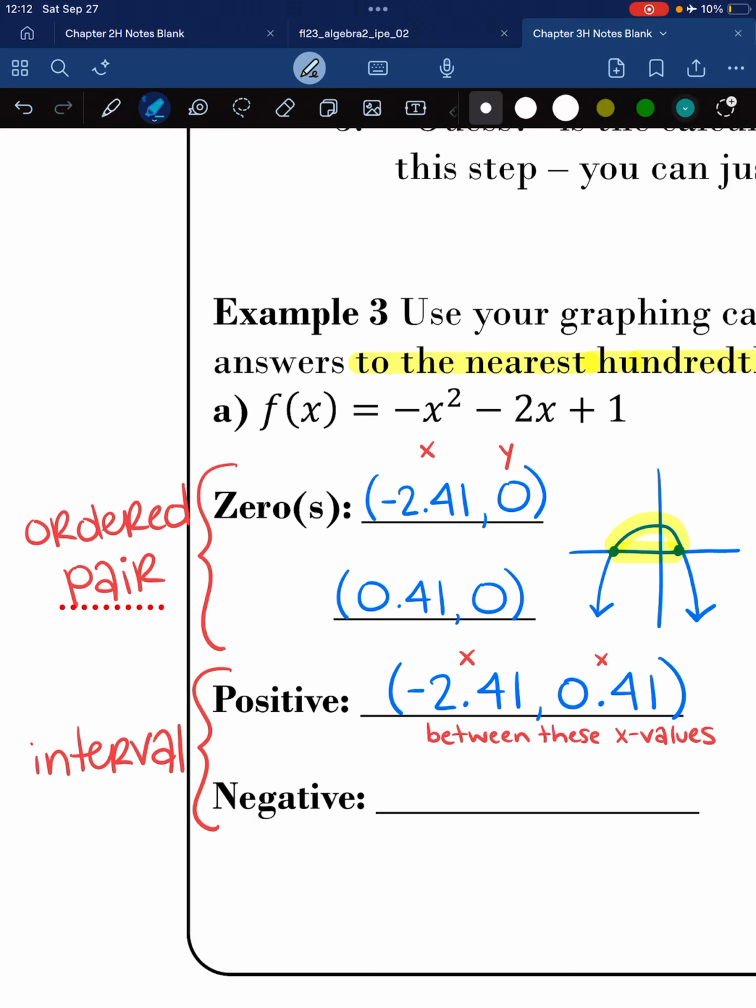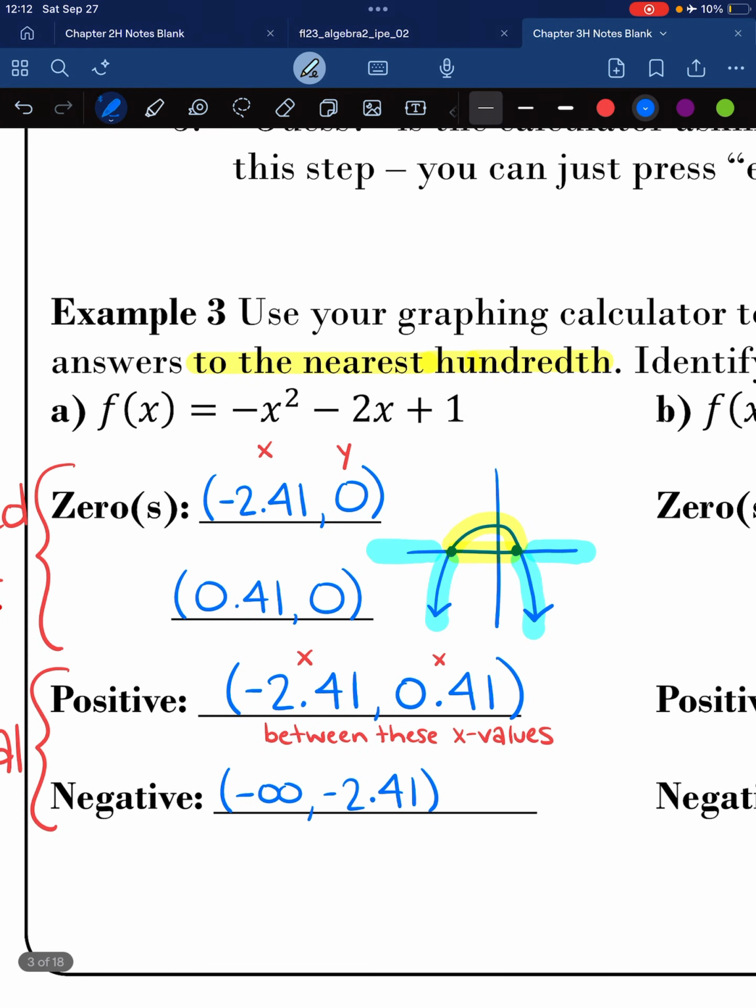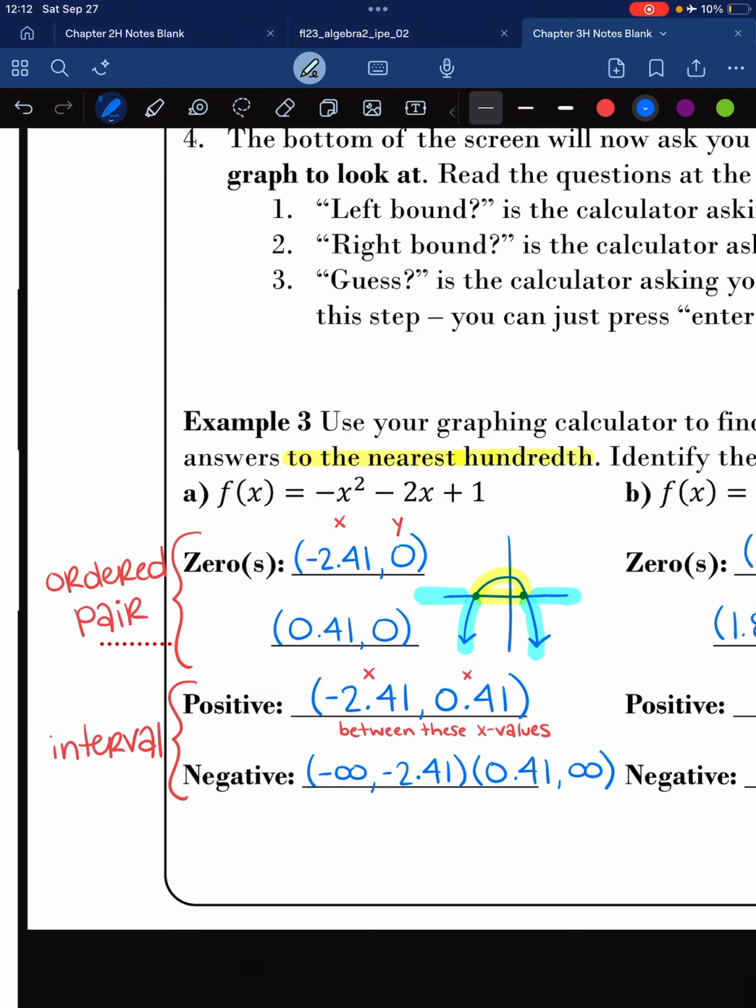Okay, so let's go ahead and look then at negative. So the function's negative here. That's where all the y values are negative, which is talking about all of these x values. So again, I'm going to write an interval. That's going to be when x goes from -infinity up until that first 0, as well as starting at 0.41 all the way to positive infinity.